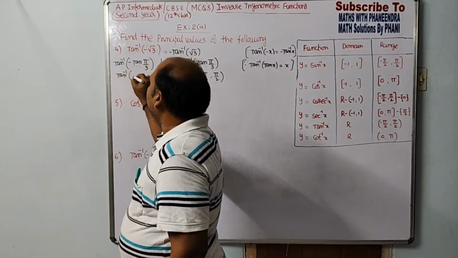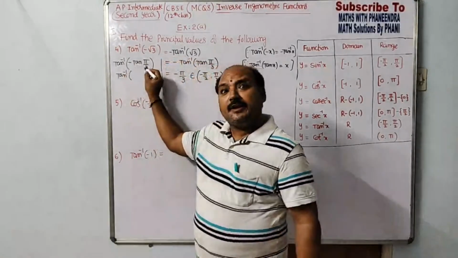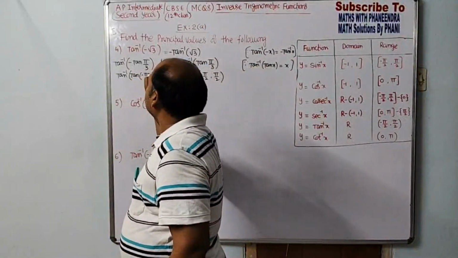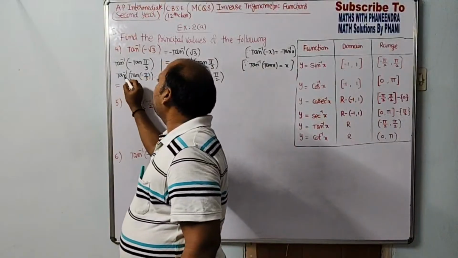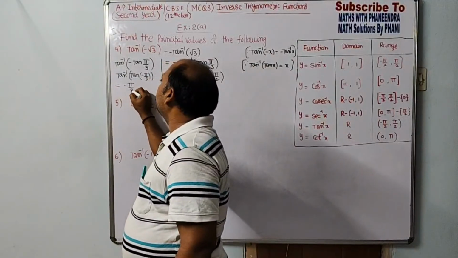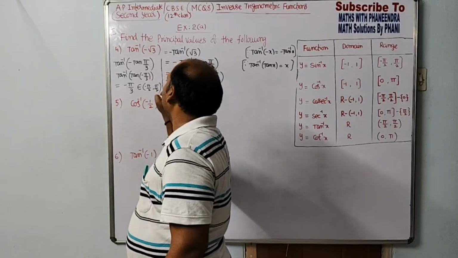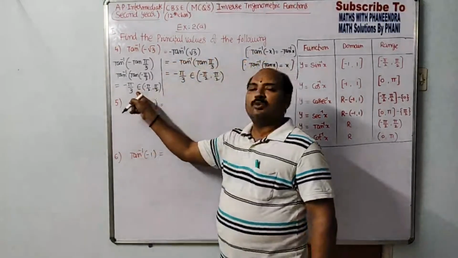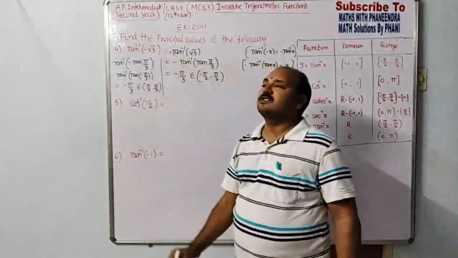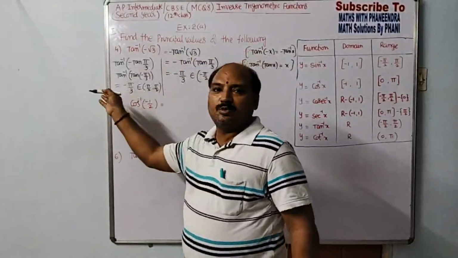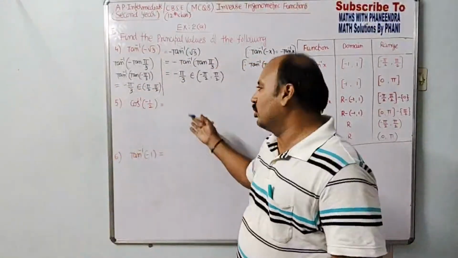So tan inverse of minus tan theta, can I write tan of minus theta? So tan of minus pi by 3, like this also we can write. Tan inverse of tan theta is theta, so minus pi by 3. Even this value also belongs to open interval minus pi by 2 to pi by 2. This is also the principal value of tan inverse of minus root 3. Okay, dear students, this is method 1, this is method 2. Whichever you feel easy, you can go with that.